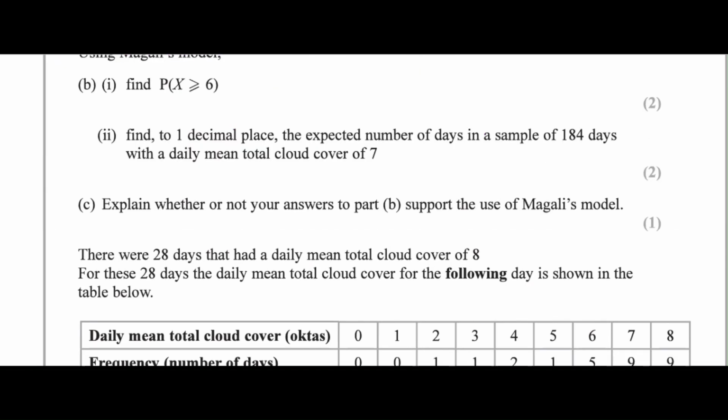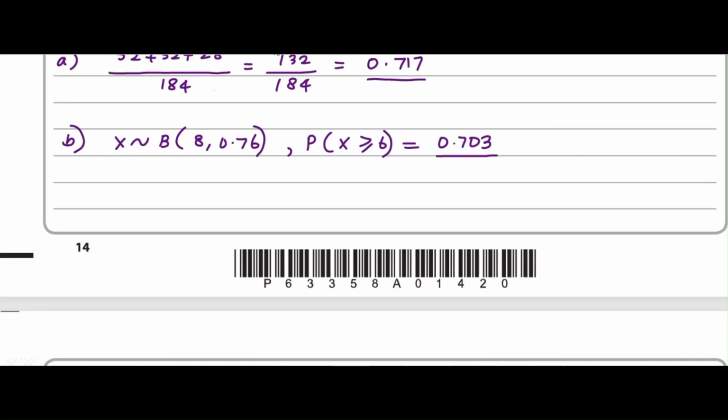Second part, find to 1 decimal place the expected number of days in a sample of 184 days with a daily mean total cloud cover of 7. Here our strategy should be, we will first use the binomial model to find the probability of the total cloud cover being equal to 7, and we will then multiply that by 184 to get the expected value. So let's write that once again. X follows binomial distribution, 8, 0.76. What's the probability of X being equal to 7?